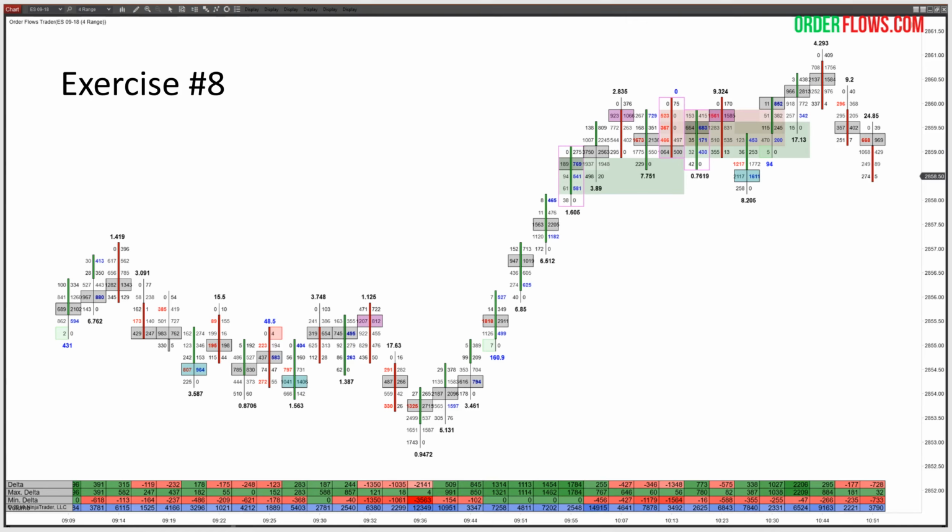Okay, exercise number 8. Just take a look at the chart, and then we'll discuss what we're seeing here.